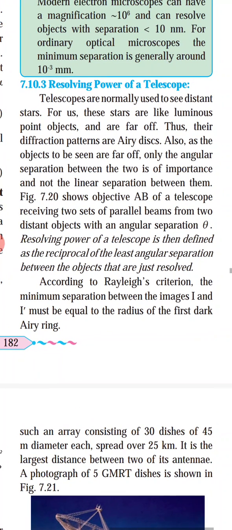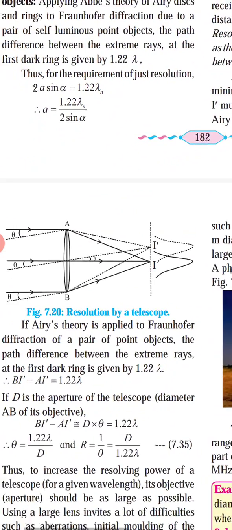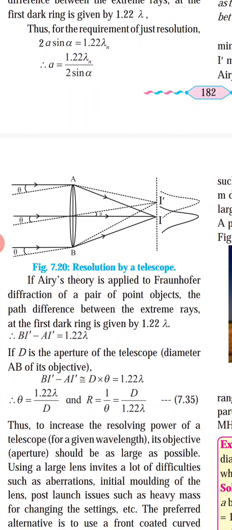Telescopes are normally used to see distant stars for us. These stars are luminous point objects, far off, thus their diffraction pattern is Airy disks. Also, as the objects to be seen are far off, only the angular separation between the two is of importance, not the linear separation between them. So in figure 7.20, in this figure you can see objective AB of a telescope receiving two sets of parallel beams from two distant objects with an angular separation theta.